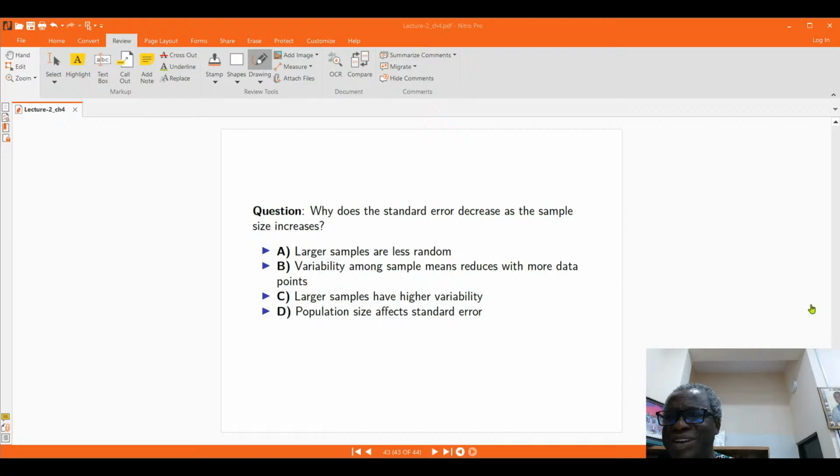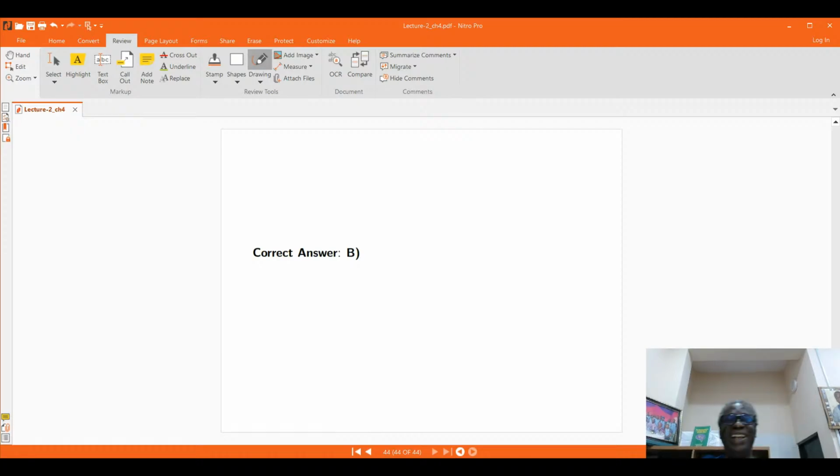Abraham Bankole, you chose A. Martins, you chose 10. It is not true that larger samples are less random. Those choosing A, you are probably going to miss it. So let's know the true answer now. The correct answer is B.